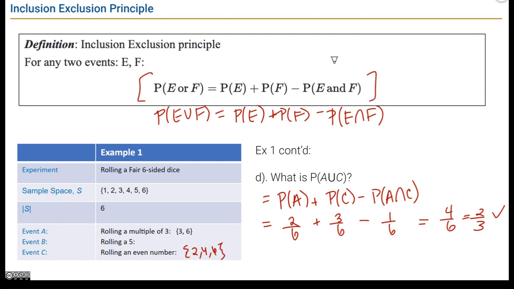And in the case where they're mutually exclusive, let's put it that way, if this is empty, then the probability of the intersection just ends up being 0. And so that's how you get back to just the sum of the original ones when you have mutually exclusive events.